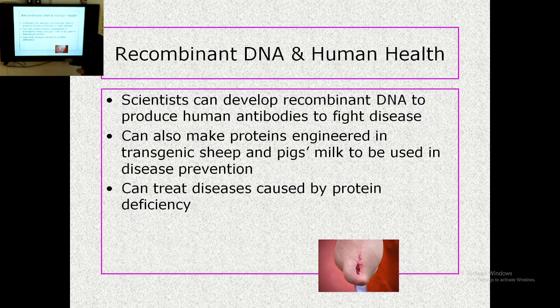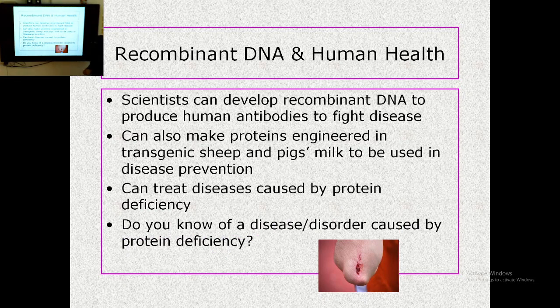And it can even treat diseases caused by protein deficiency. Sometimes if we have a deficiency in protein production, it will cause diseases. If we make a recombinant DNA specified for this protein and insert it into a specific organism, this organism will produce the protein in a high amount and we will use it, so the diseases caused by these mutations or deficiencies can be solved, okay? Do you know of a disease or disorder caused by protein deficiency? Try to think and find out the answer, and please tell me in the lecture what are examples of diseases or disorders caused by protein deficiencies. I think that you will know this answer by the end of the lecture.